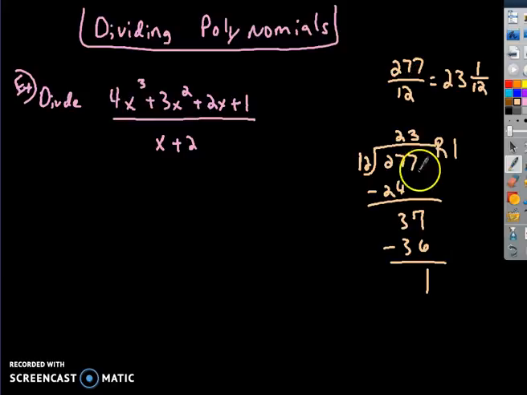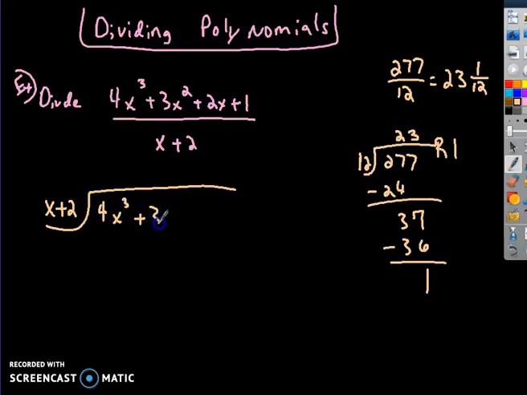We can do the same concept, the exact same concept, but in this case, it's going to be variables involved. So this is an example. It says x plus 2 is getting divided into this polynomial using long division. So I'm going to take my x plus 2, put it outside here, and then underneath the long division bracket is this numerator. So it's going to be 4x to the third plus 3x squared plus 2x plus 1.